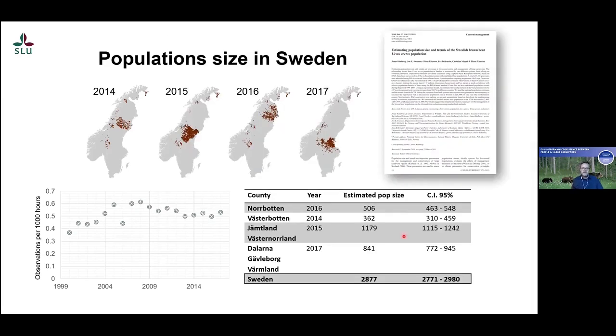To get the population size for Sweden, we combine the DNA estimates from each of these 5 years with the population trends from the Large Carnivore Observation Index. So we project data from, for example, Västerbotten, this area up here, in 2014, with a trend for the observation index in that area to get an estimate for 2017. And that's the last, or the latest, estimate we did for this, and we estimate the population to be about 2,800 to 2,900 individuals in Sweden with a rather small confidence interval.